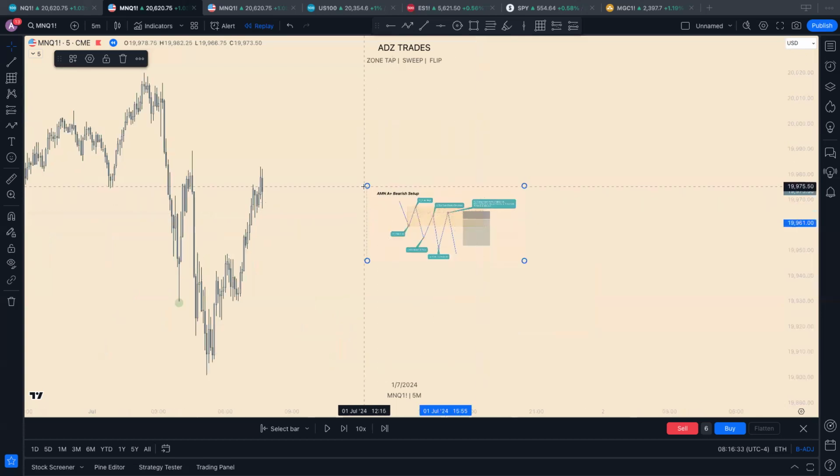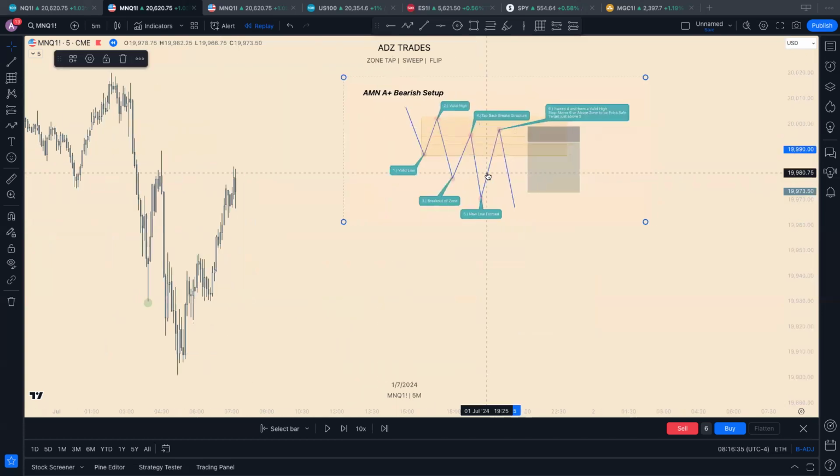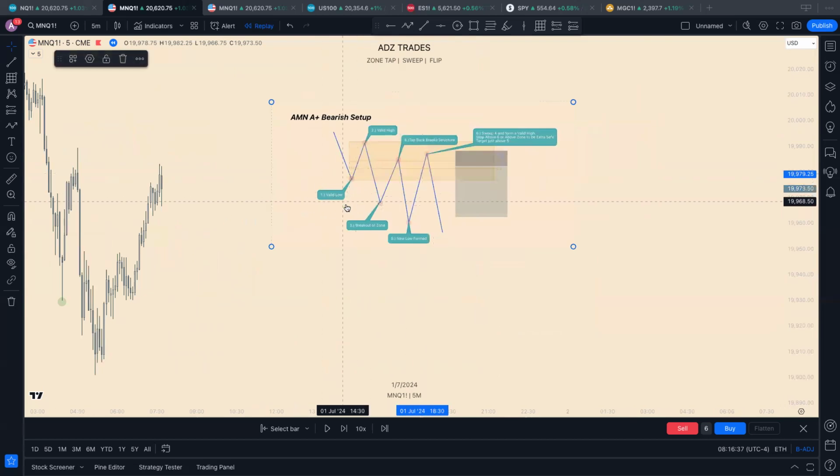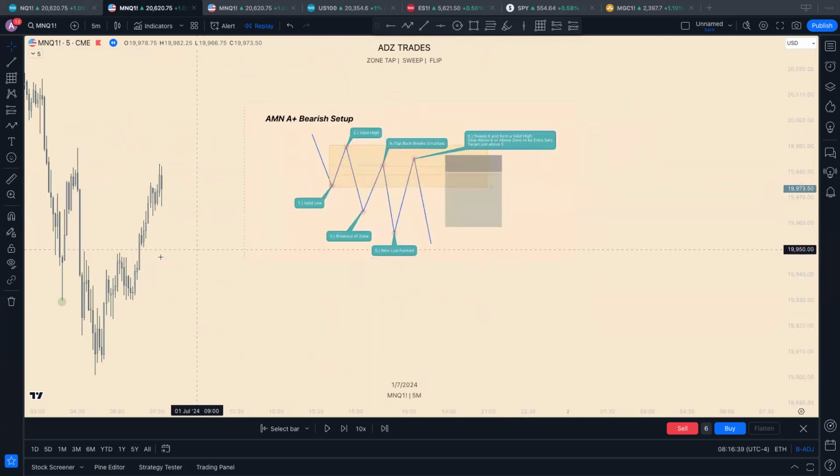All right. So then when we look at the setup, now we'll take it one by one. So number one is a valid low. And as we can see here, we have that low. Number two is a valid high. As we can see here is our high. So number one and two creates the zone. So this here is our zone.